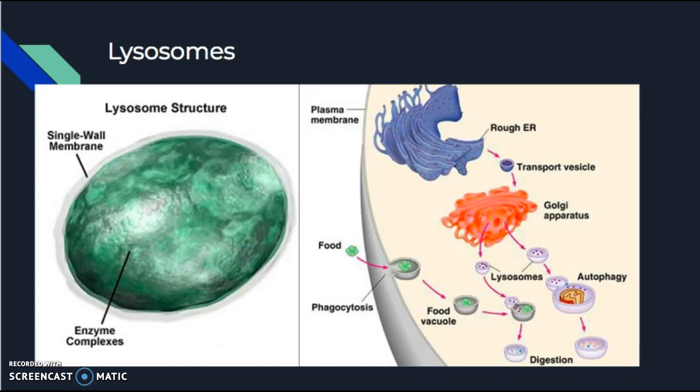They are only found in the membrane of an animal or eukaryotic cell, and as you can see in the picture on the right, they are formed in the endoplasmic reticulum and move to the Golgi apparatus on the transport vesicle. Then the lysosomes move to the cytosol.